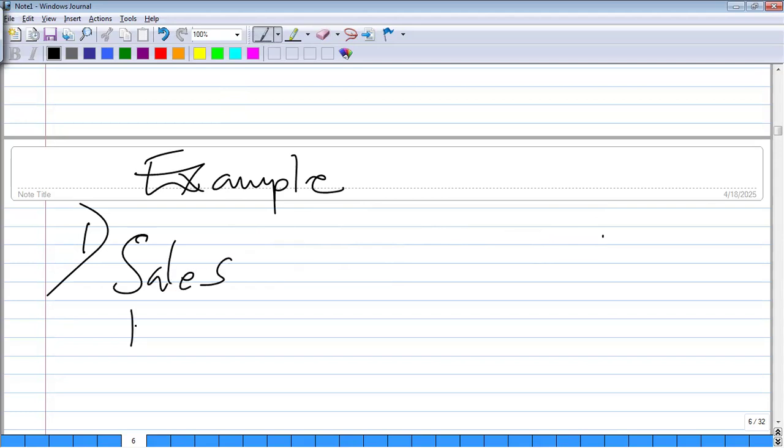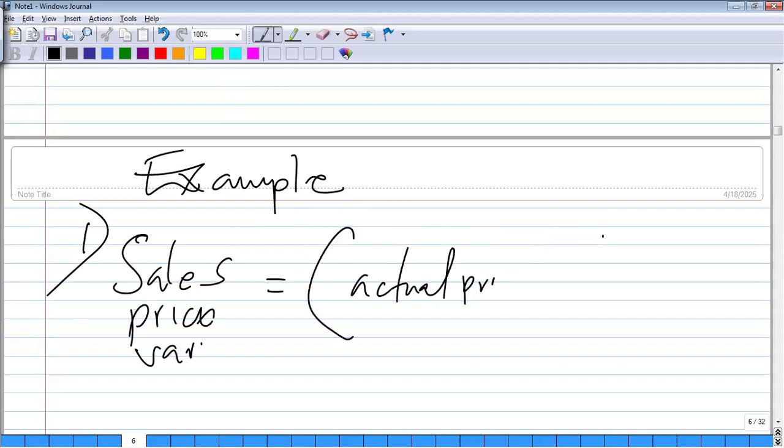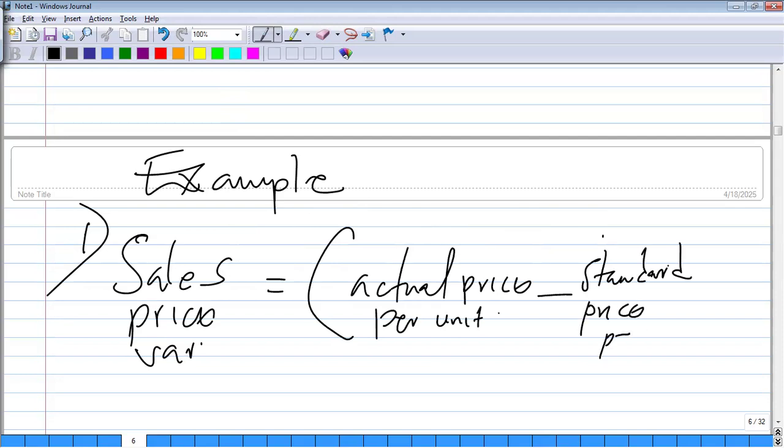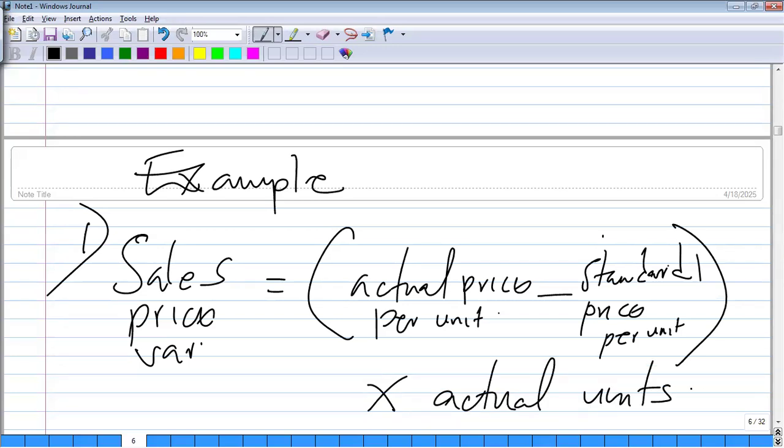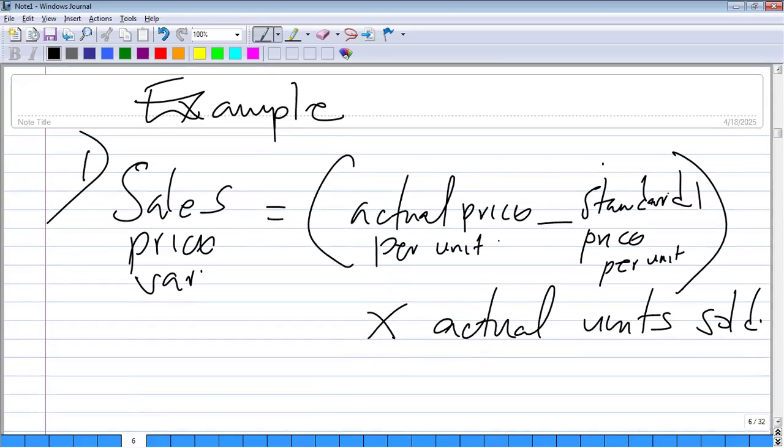Sales price variance is equal to the actual price per unit less the standard price per unit, times actual units sold. Okay, so that is what we call the sales price variance.